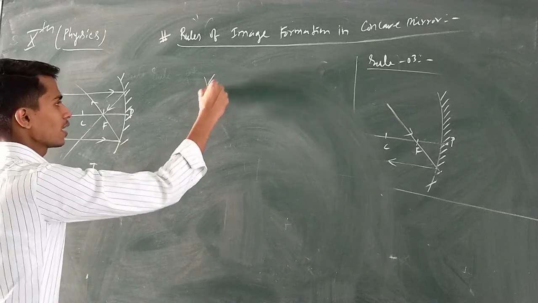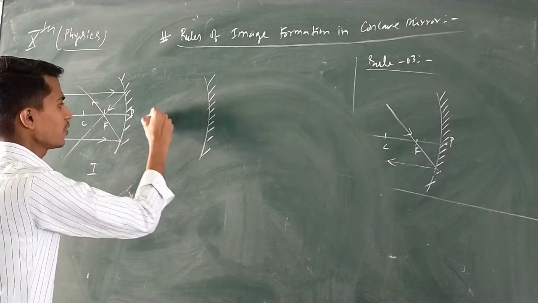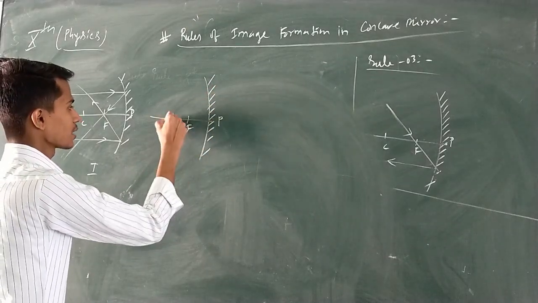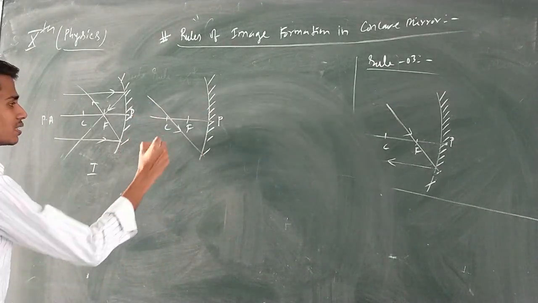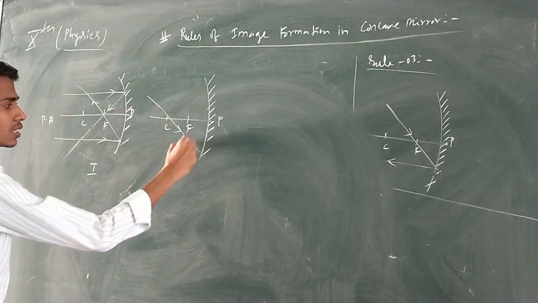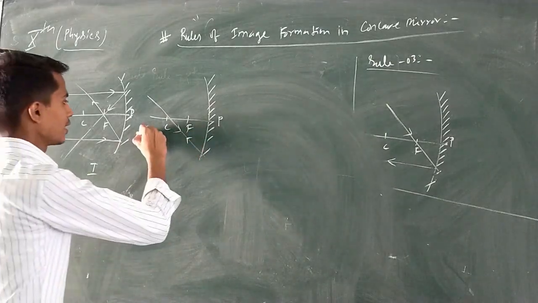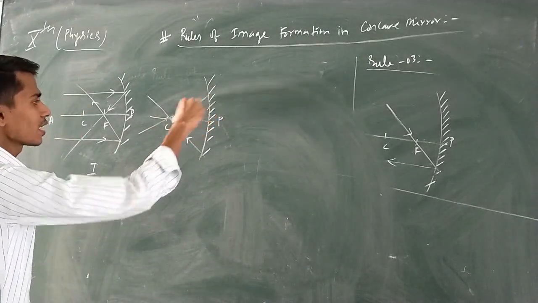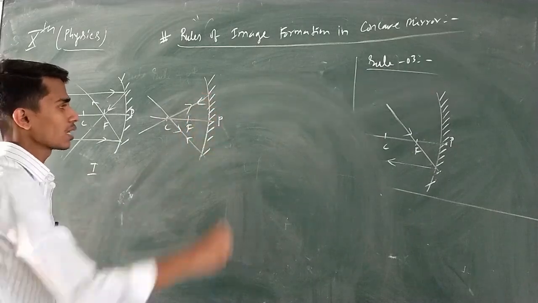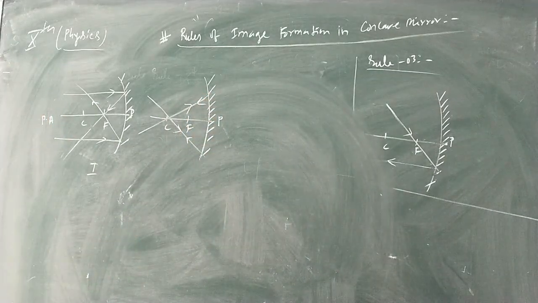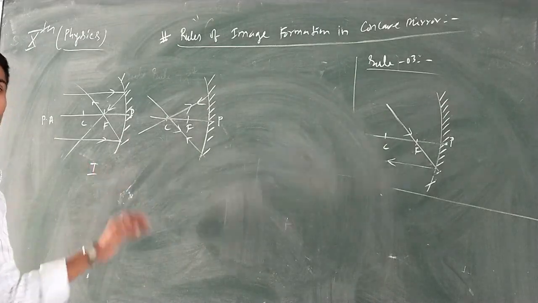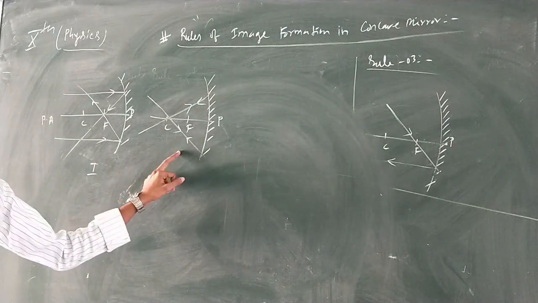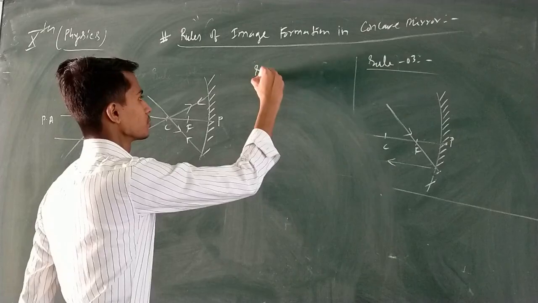Rule number 2. What is rule 2 of image formation in a concave mirror? If an incident ray passes through the center of curvature, it returns back on the same path. Let this be an incident ray. This incident ray passing through the center of curvature will return back on the same path. Again, let this be an incident ray. This incident ray again passing through the center of curvature will return back on the same path. What is rule 2? Whenever a ray of light is passing through the center of curvature of a concave mirror, it will return back on the same path. This is rule 2 of image formation in a concave mirror.